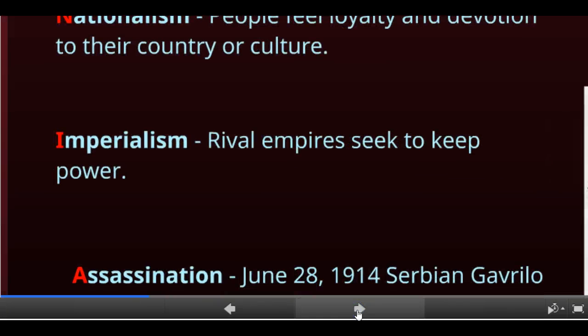Imperialism. Rival empires seek to keep power. Again, they see that by having the most colonies and the most resources, that means having power. And these European nations are going to do whatever it takes to keep that power.